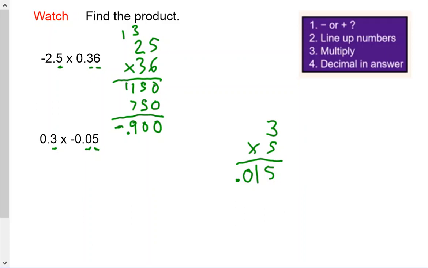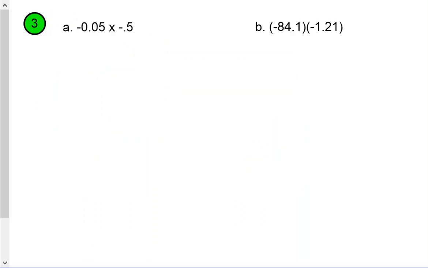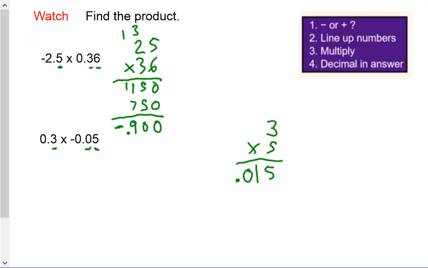Okay, now it's your turn to do a couple examples. Go ahead and pause the video now, go through these problems, and then come back and see how you did. I'm actually going to go back real quick because I made a mistake. My answer here should have been a negative 15 thousandths.